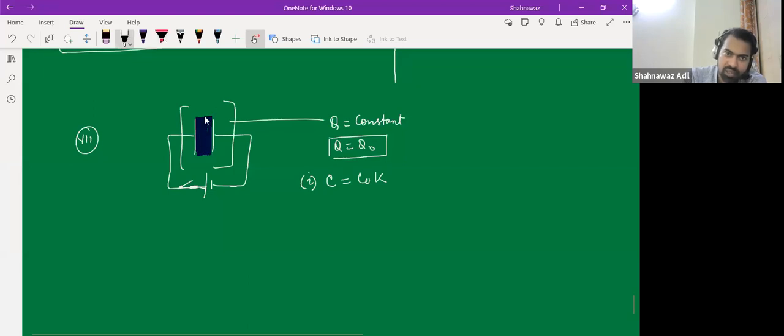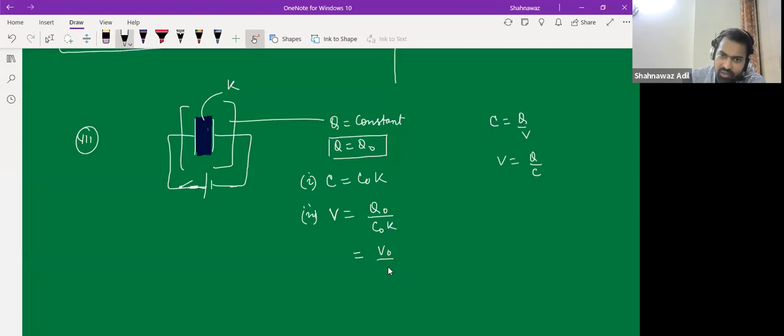Right. And second is voltage. Now voltage will be changed. So this would be how much? C is Q by V, right? So V is Q by C. So Q naught by C, which is C naught and K. So this would be V naught by K. So you can see that voltage will decrease, right? So this will decrease.